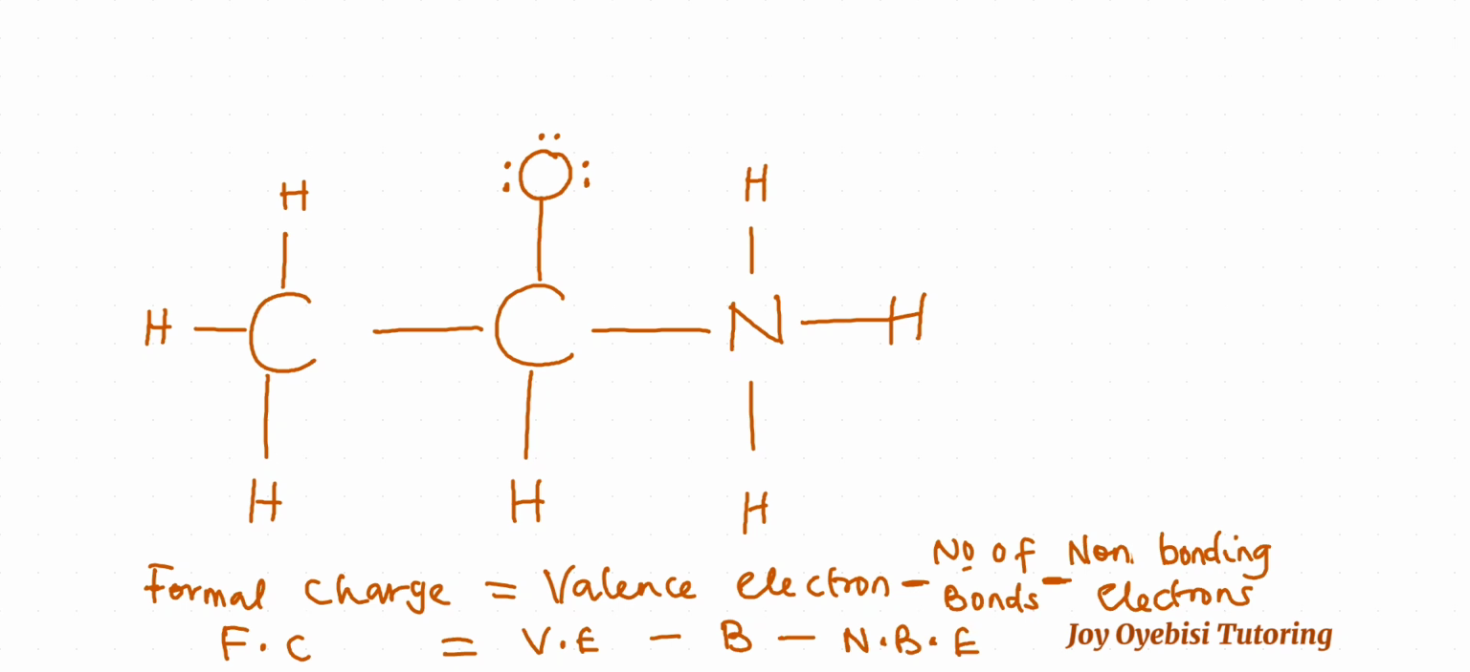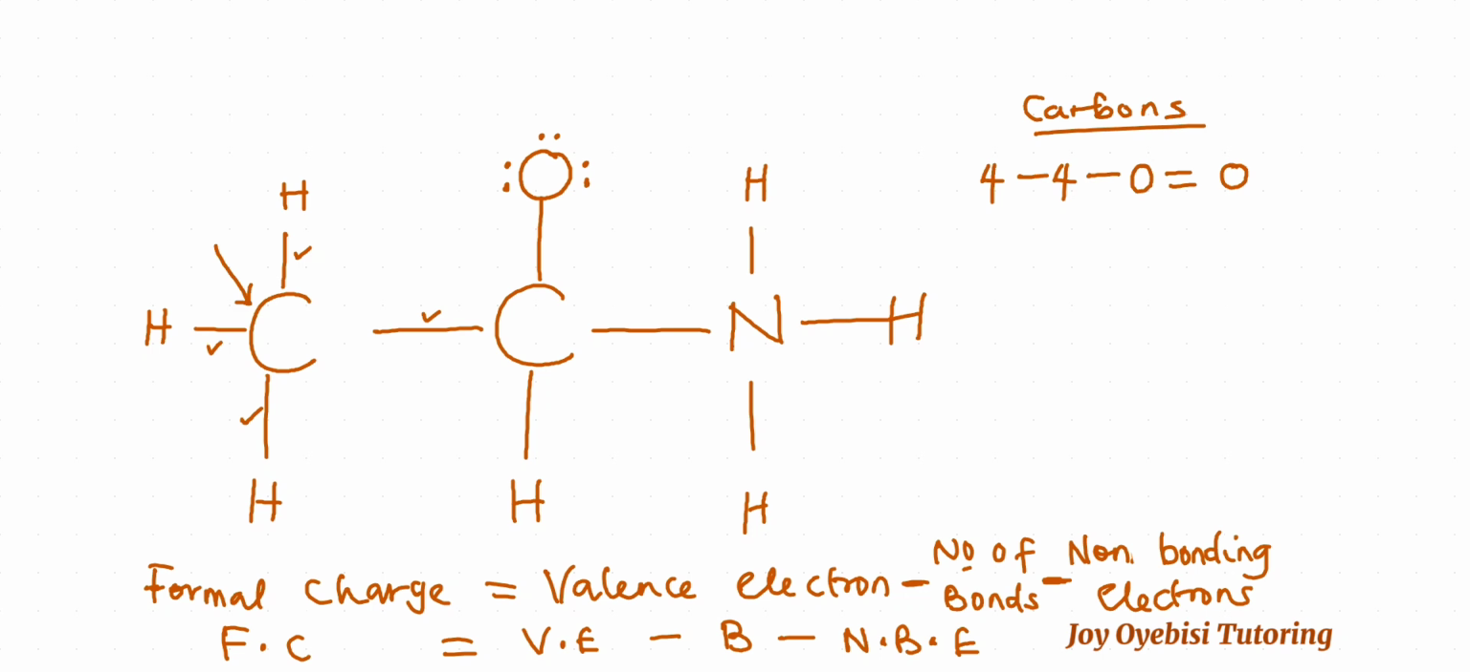So for the carbons, looking at this first carbon on the left, carbon has 4 valence electrons. Okay, so 4 minus the number of bonds, you're going to count 1, 2, 3, 4. That will be 4 minus, so no electrons on carbon. Therefore, that will be 0. And if you do 4 minus 4 minus 0, that gives us a 0 charge. So you do not have to put any charge on carbon.